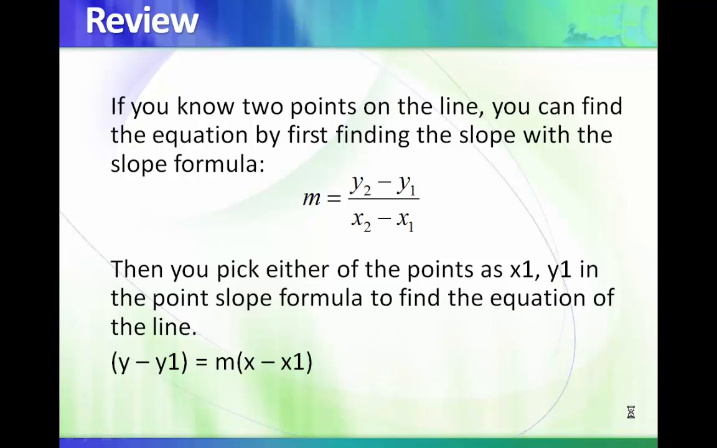If you know 2 points on the line, you can find the equation by first finding the slope with the slope formula. m equals y sub 2 minus y sub 1 divided by x sub 2 minus x sub 1. So the change in y divided by the change in x. Then you pick either of the points as x1, y1 in the point slope formula to find the equation of the line. And the point slope formula is y minus y1 equals m times x minus x1.